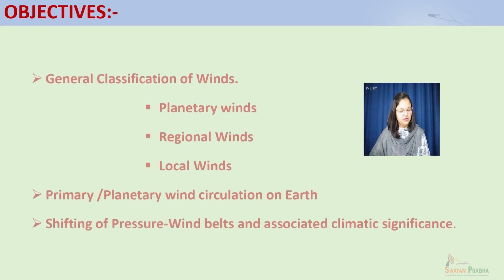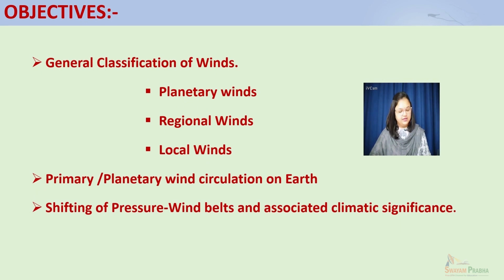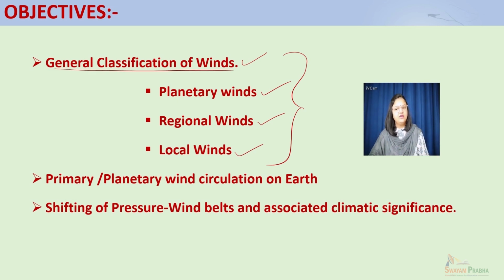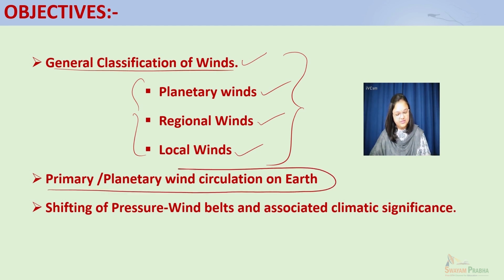So let's begin. In the due course of this video lecture, the learners will be able to understand the general classification of winds, which will be bifurcated into planetary wind system, regional wind system, and local wind system. As you can see, the topic on general classification of winds is quite extensive. Therefore, we will be covering each and every subsystem in a separate video lecture. So in this particular video lecture, we'll be focusing on understanding the planetary wind circulation on Earth. And in the subsequent video lectures, we'll be covering the regional wind system and local winds also.